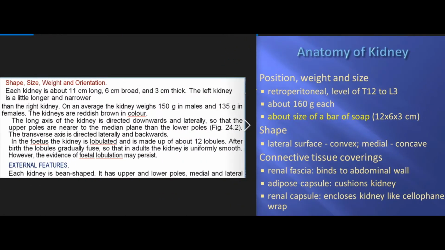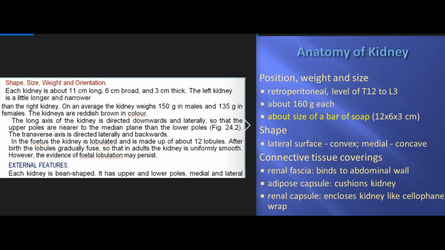Shape, size, weight, and orientation. Each kidney is about 11 cm long, 6 cm broad, and 3 cm thick. The left kidney is a little longer and narrower than the right kidney. On an average the kidney weighs 150 g in males and 135 g in females. The kidneys are reddish-brown in color.